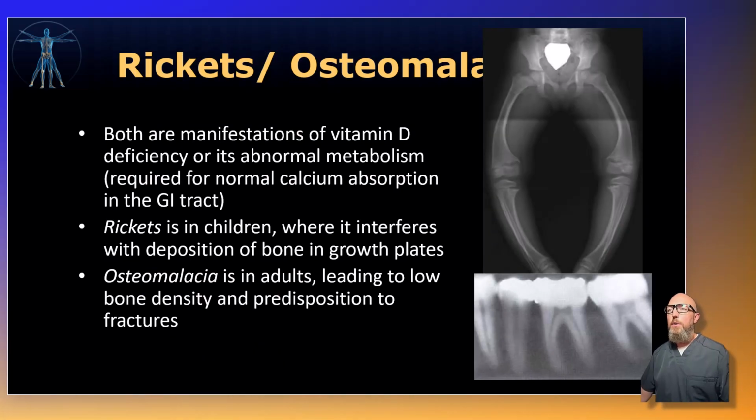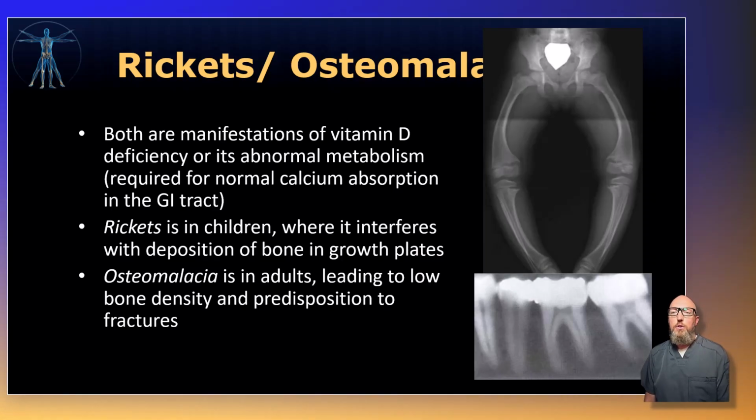All right, so on to our first real metabolic condition here, Rickets and Osteomalacia. These are the same disease, just at two different ages. Both are manifestations of vitamin D deficiency or abnormal vitamin D metabolism, and both come back to the fact that you need vitamin D for normal calcium absorption in the GI tract. Rickets is in children, where deficiency interferes with deposition of bone at growth plates. In the first 6 months, tetany or convulsions are a common presenting sign.